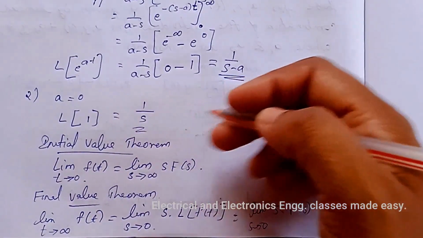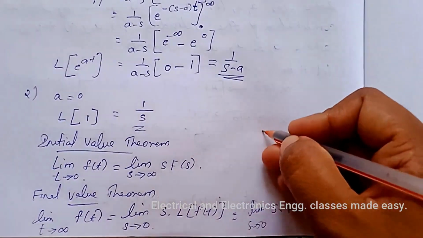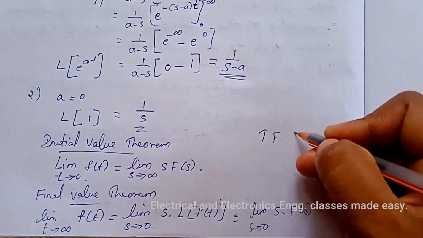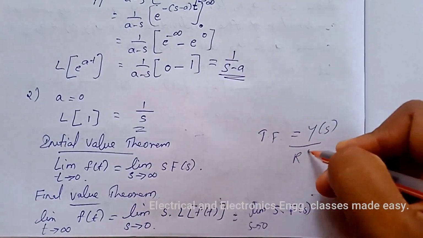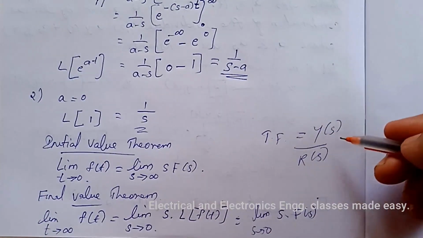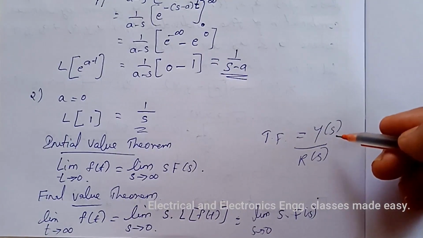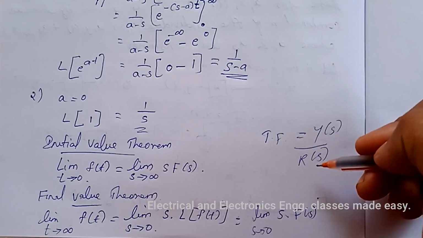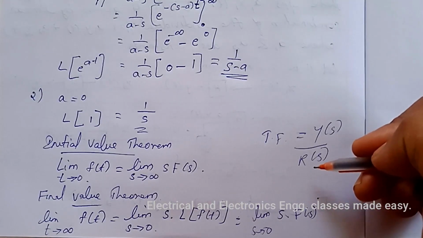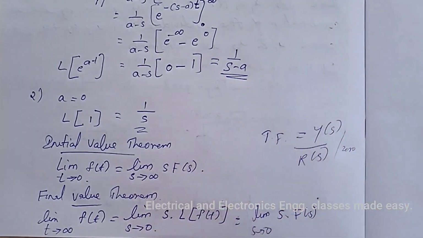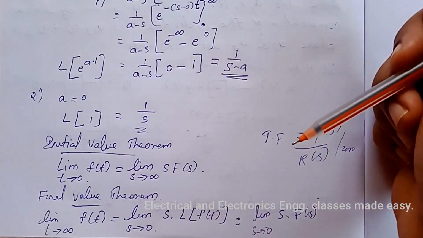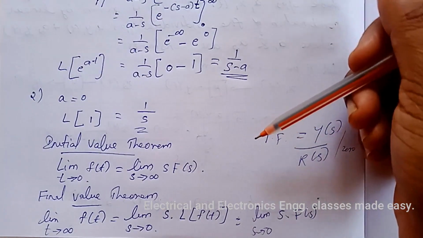The transfer function is equal to Y of s divided by R of s, where Y of s is the Laplace transform of the output and R of s is the Laplace transform of the input with zero initial conditions. So this is about the mathematical models of control systems.